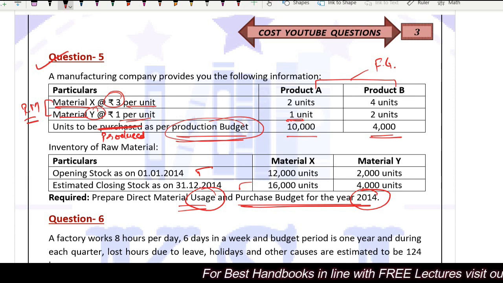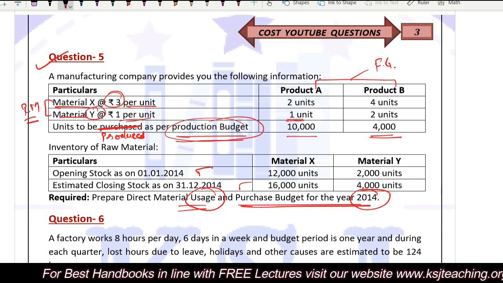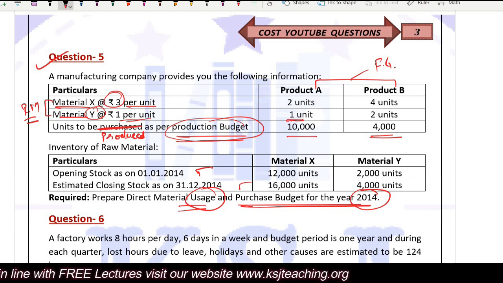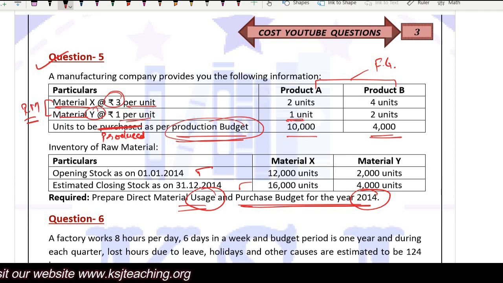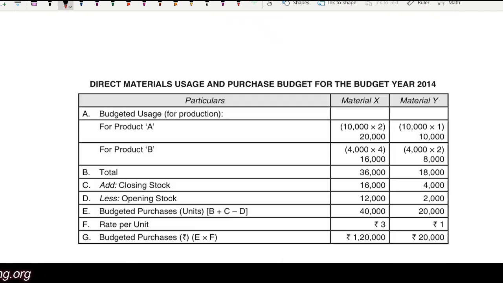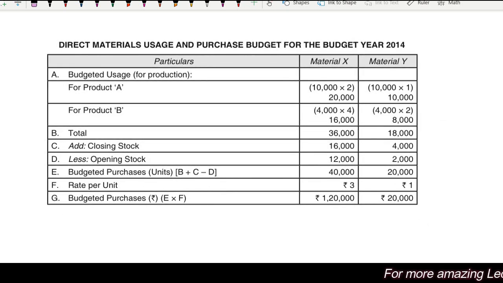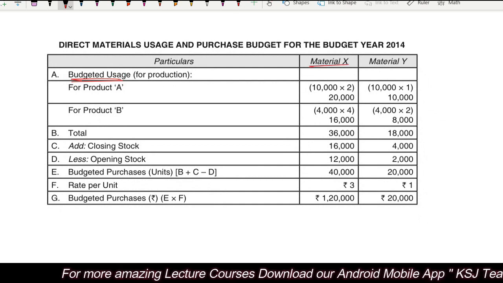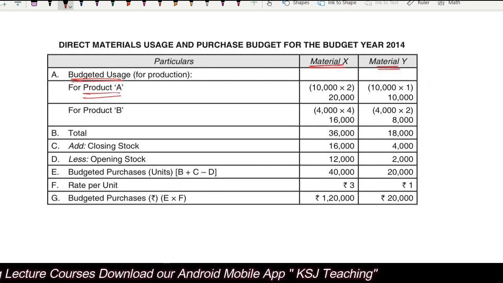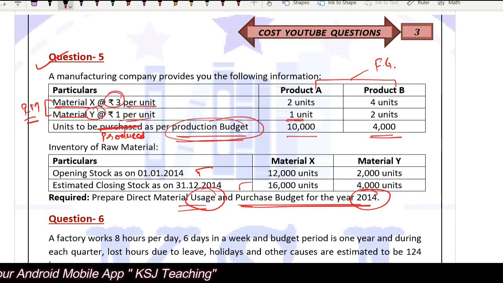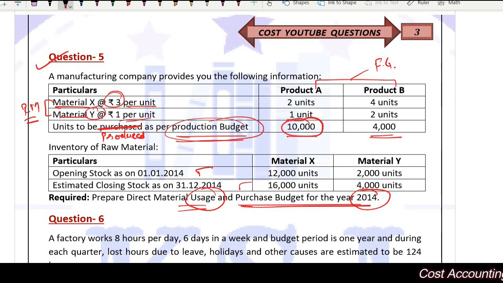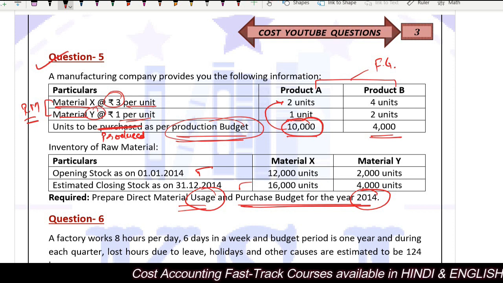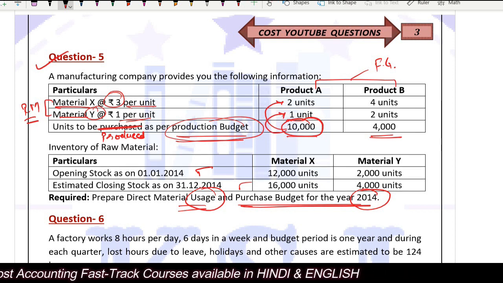Usage is the quantity that is going to be used in the number of units that you have decided to produce. Purchase is, out of that, the quantity that you want to purchase. Purchase will be dependent upon the opening and closing stock adjustment, right? So for the budgeted production, the budgeted usage for material X and material Y: for product A you want to manufacture 10,000 units, and for 1 unit of product A, 2 units of material X are to be used. So for 10,000 units, 20,000 units will be used, and material Y, 10,000 units, isn't it?